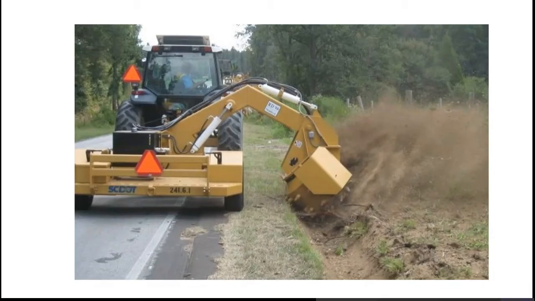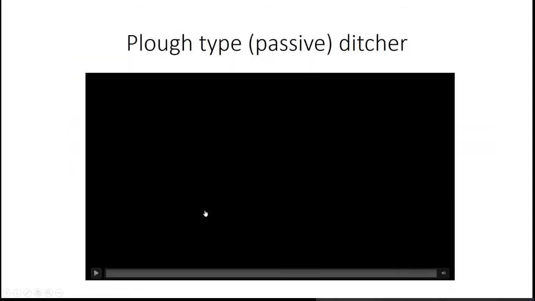Right. So this is offset type ditcher. Offset means it is not following on the same line as the tractor but on the side, on the other side. So it is offset because in some places the tractor cannot move. There will be some fence, some wall, trees. So in such case what happens? Tractor will move on the road whereas the ditcher will work on the side. You see this example, plow type.